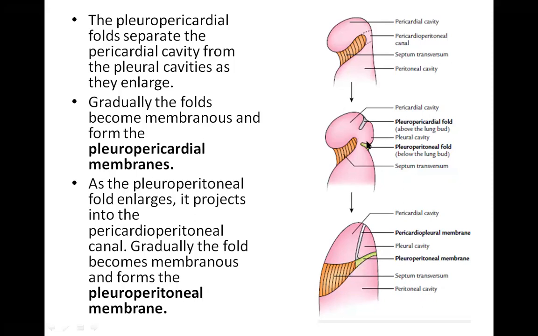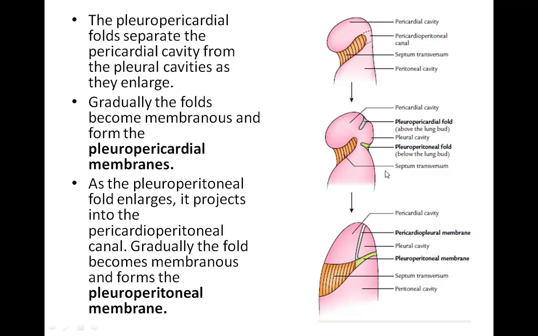So this pleuroperitoneal fold also enlarges, and as the lung grows it becomes membranous. So both will finally become membranous. The pleuropericardial fold, since it is separating the pericardial cavity and also because of the growing lung, will be dragged ventrally and slightly medially. Later on it will form the fibrous pericardium of the heart, right? And this one is the pleuroperitoneal membrane, which will finally form a part of the diaphragm, right?